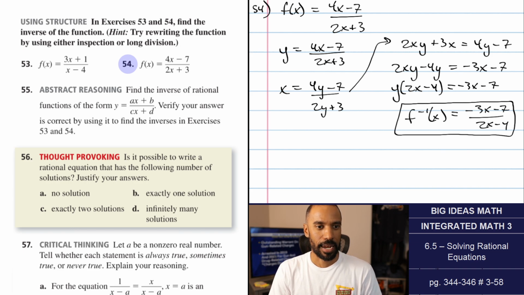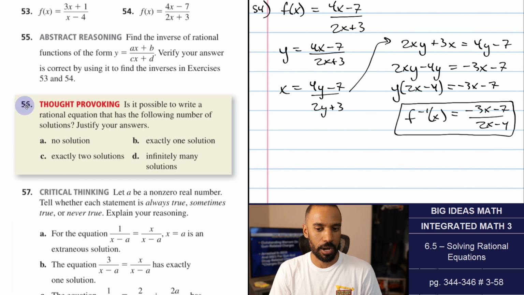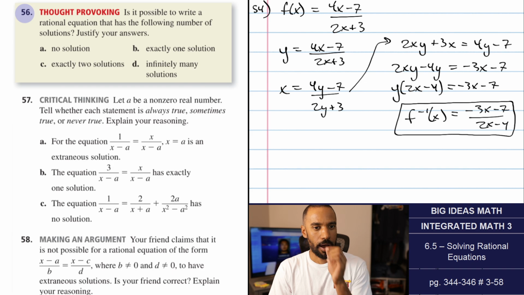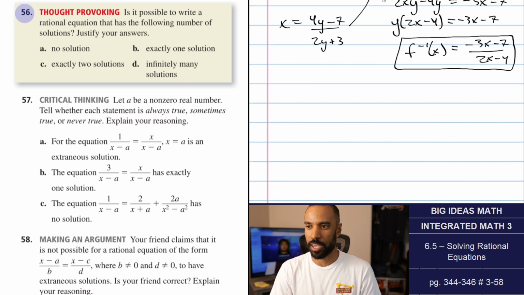Okay, and I already did 55, so I'm not going to do that one again. All right, 3 more questions to go. Number 56. Thought-provoking. Is it possible to write a rational equation that has the following number of solutions? Justify your answers.